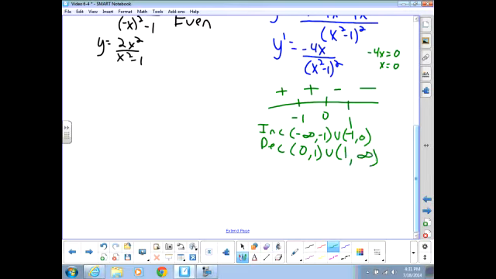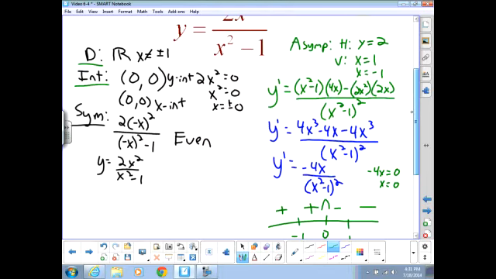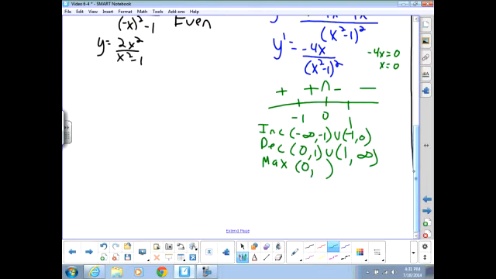Now, the only place we switch, and the only place we could have been, is at the 0. We went from increase to decrease, so that's going to be a max. So we'll have a max at 0 comma something. Now, normally we would have to plug that back into the original, but we already saw before that when x is 0, our intercept there is also going to be 0. So that saved us a little bit of work.